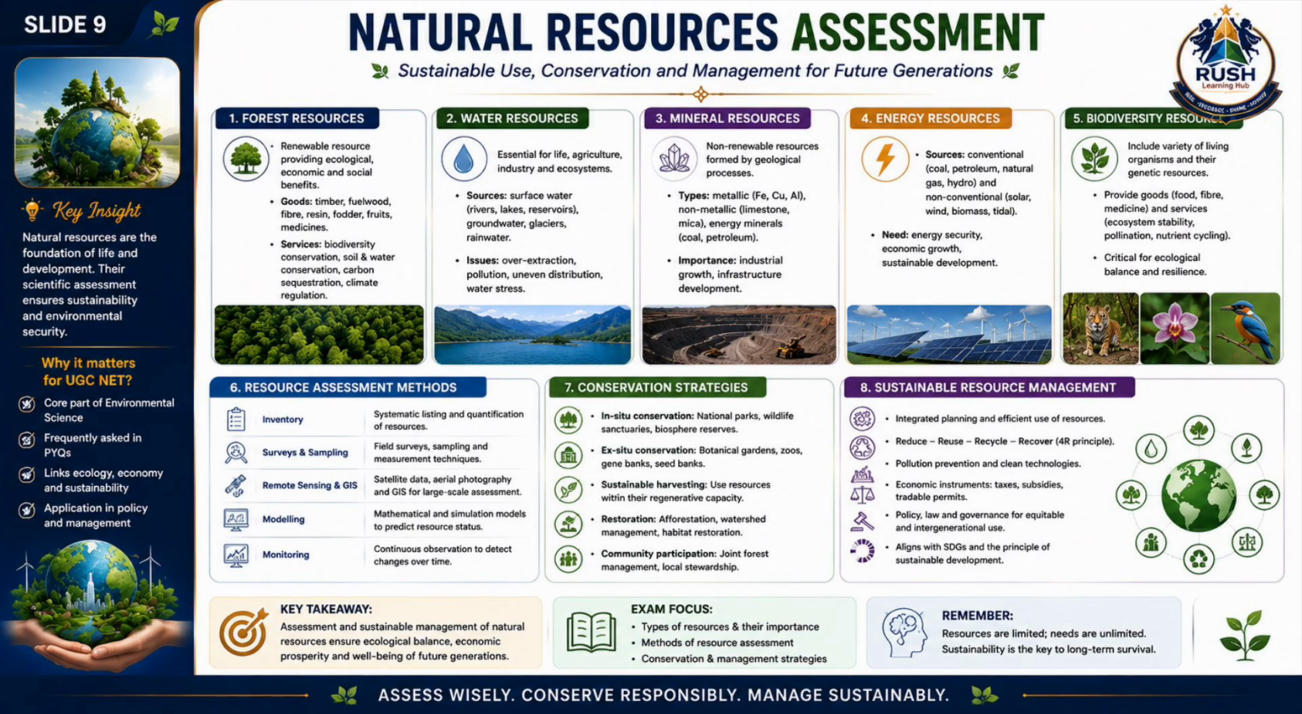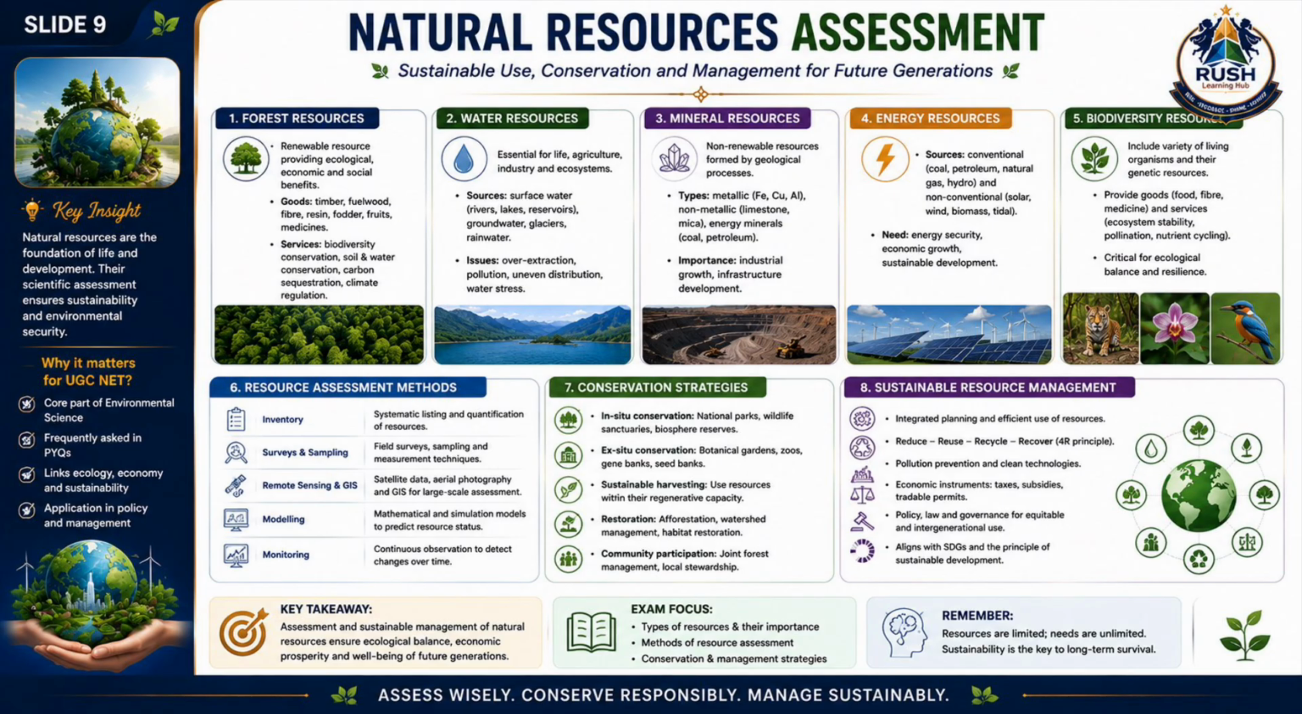Now let us discuss conservation strategies. Conservation aims to protect resources while ensuring their sustainable use. In situ conservation protects species and ecosystems within their natural habitats. Examples include national parks, wildlife sanctuaries, and biosphere reserves. Ex situ conservation protects biological resources outside their natural habitats. Examples include botanical gardens, zoos, seed banks, and gene banks.